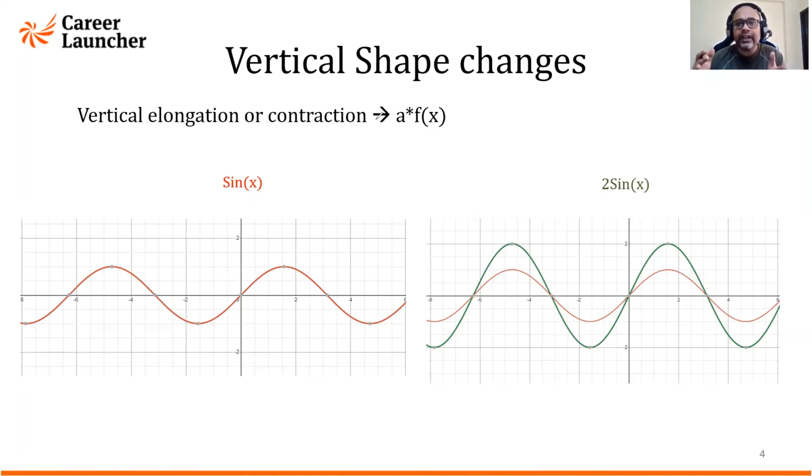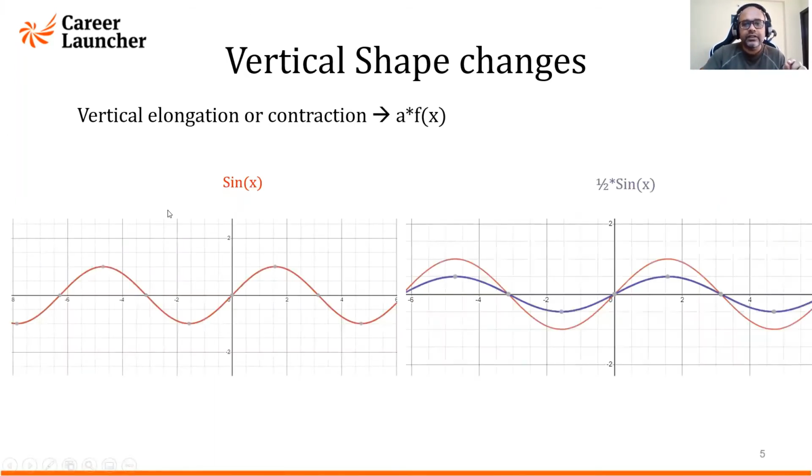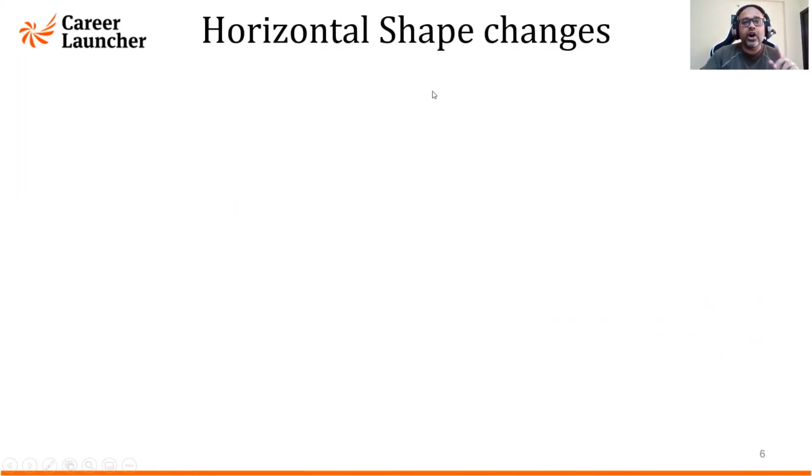So the value of A tells you whether you are doubling it or reducing it, and if you're reducing it, by how much. Okay, that's very simple and straightforward for you to understand. The next we look at is horizontal shape changes. So till now we have seen vertical shape changes, vertical contraction. Now we will look at horizontal shape changes.